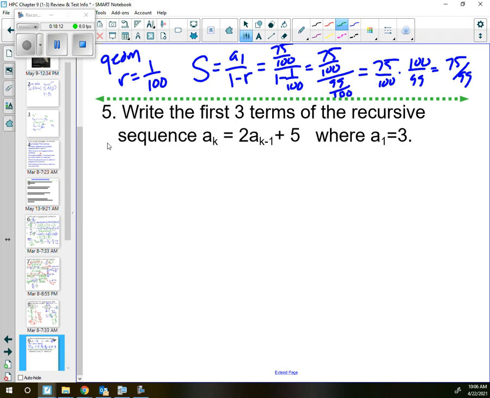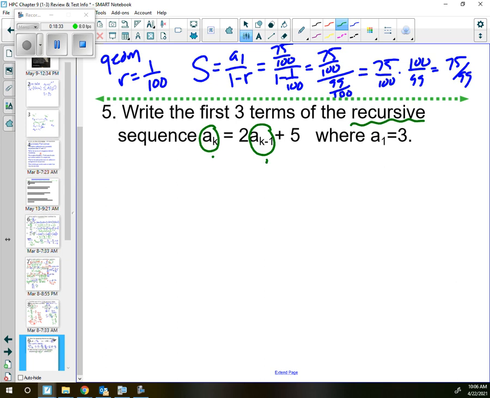All right, let's talk recursive for a second. Remember, recursive means where you're using a previous term or terms to generate the next term. So take a look at the notation here. You're trying to find a term a sub k, and you are using the term a sub k minus 1 to solve for it. What's the relationship between a sub k and a sub k minus 1?